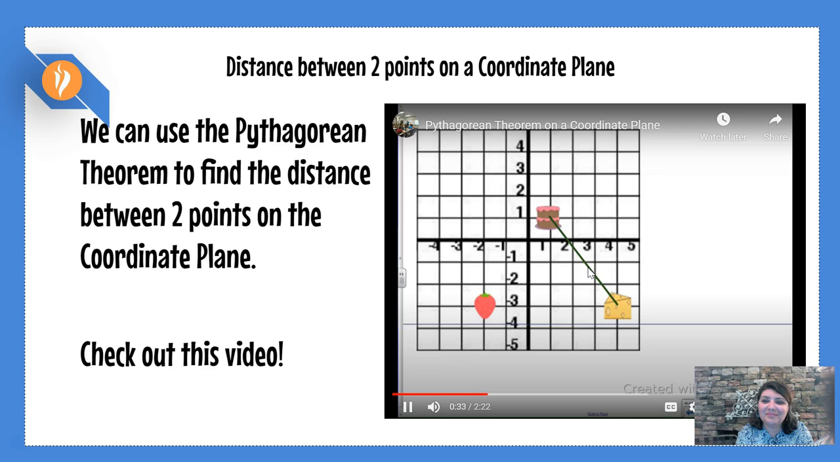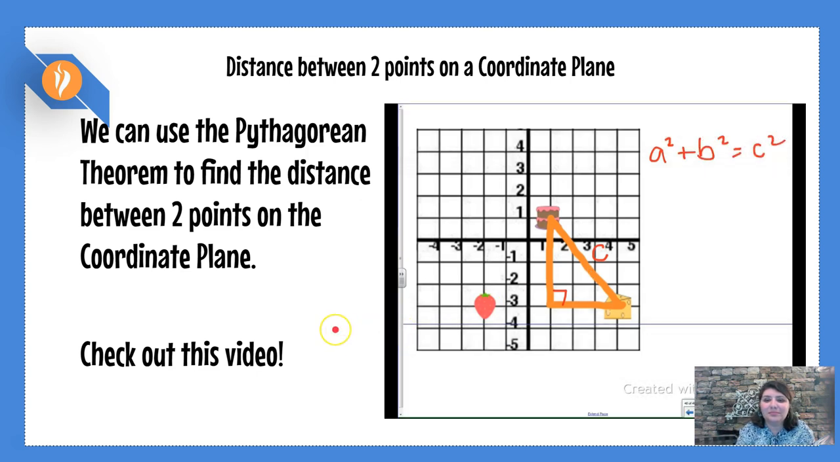Notice I have my green line here. Well, if I were to make a line down here and then cut straight across, I've now created a right triangle. And I know how to find the distance of my C or my hypotenuse in a right triangle. All I have to do is find out my side lengths, and then I can use the Pythagorean theorem, which remember is a squared plus b squared equals c squared. So let's take a look and see if we can find our side lengths to start. 1, 2, 3, 4. So I have a side length of 4, and I'm going to call that side A. Then I have a side length of 1, 2, 3, and I'm going to call that my side length B.